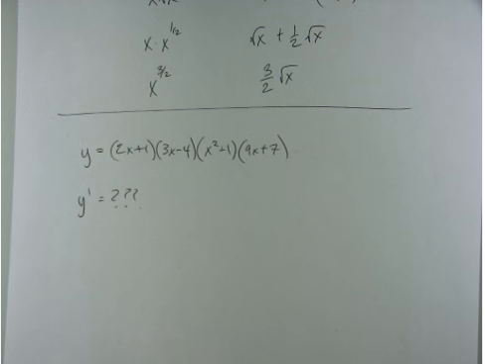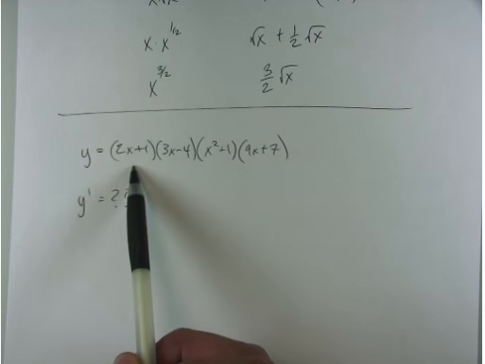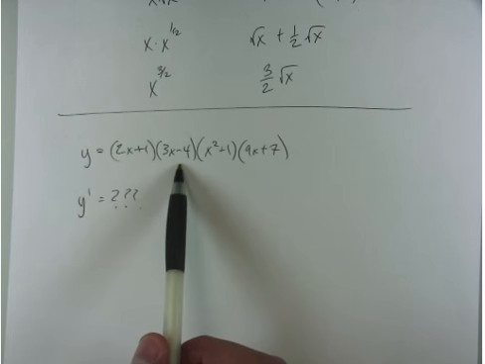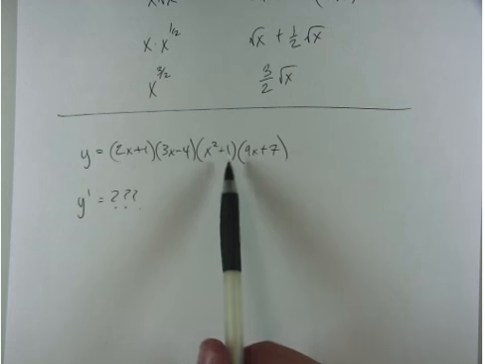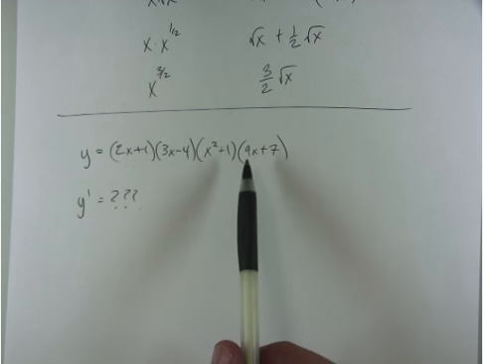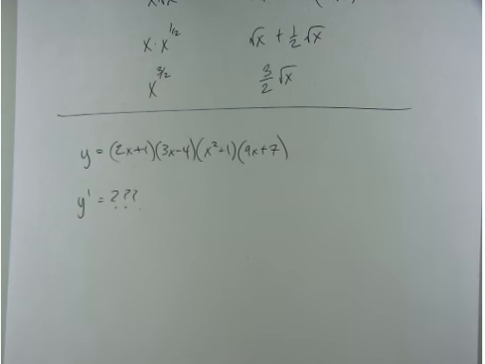Right? It's going to be a lot easier to take the derivative of 2x plus 1. It's 2. The derivative of 3x minus 4 is 3. The derivative of x squared plus 1 is 2x. The derivative of 9x plus 7 is 9. I know the derivatives of these factors individually, and I want to be able to tie together a derivative using these little pieces that make up the product in general.